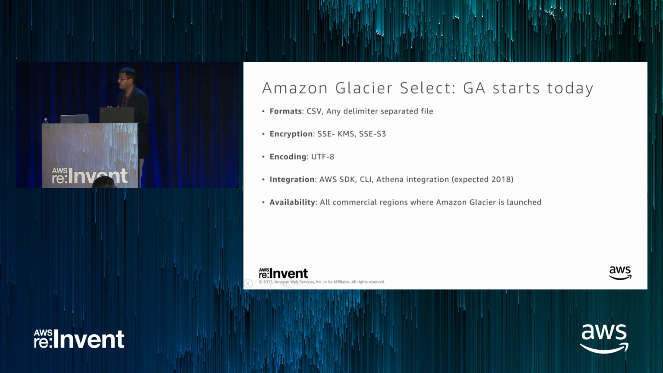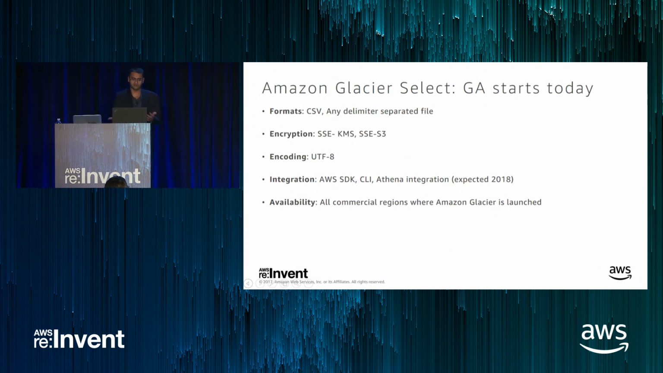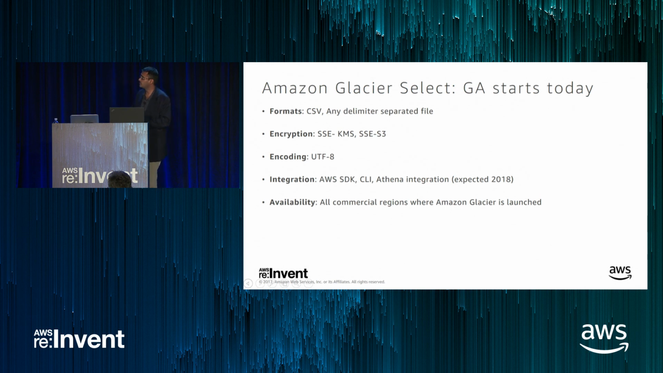So Glacier Select is in GA starting today. We support all comma separated and any delimiter separated files. We support SSE encryption, UTF-8 encoding, and we work with SDK and CLI. Athena will come next year. It's available in all commercial regions where Glacier exists today.